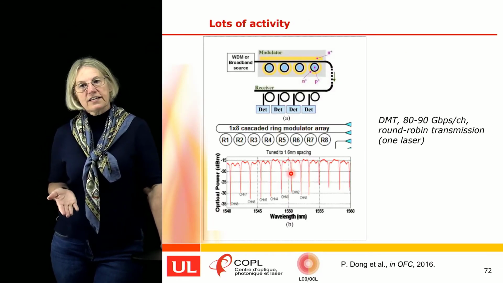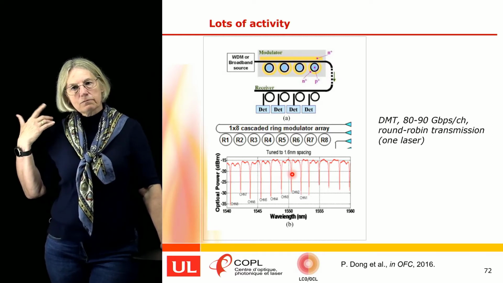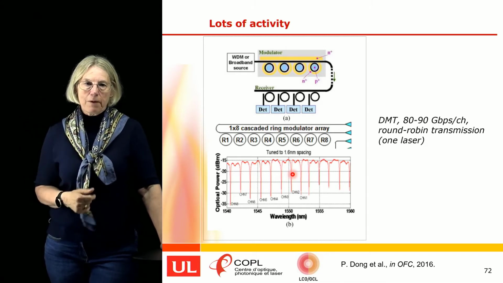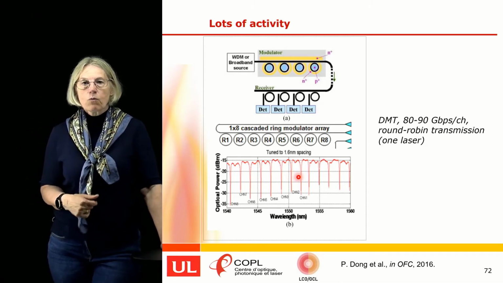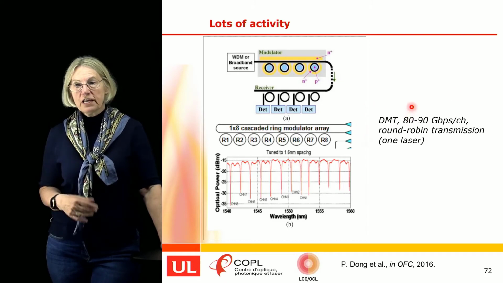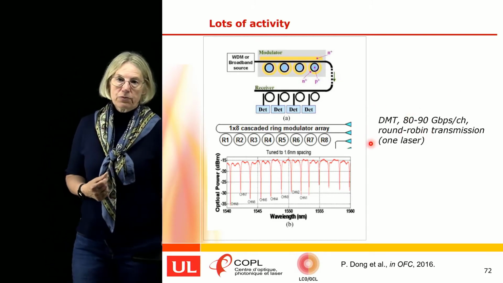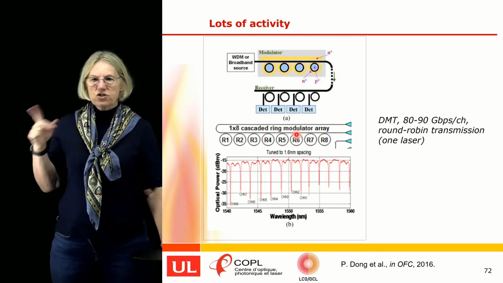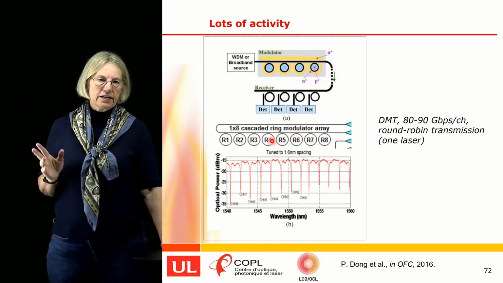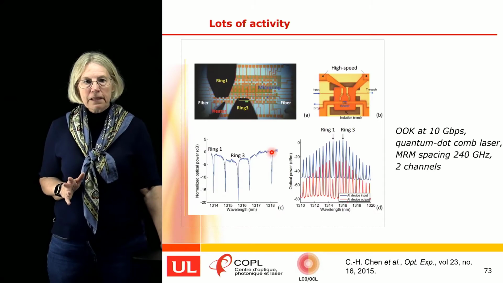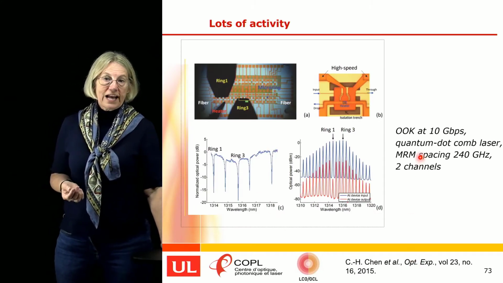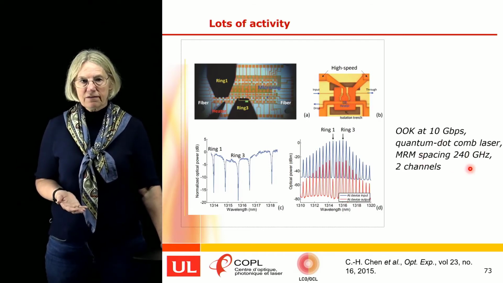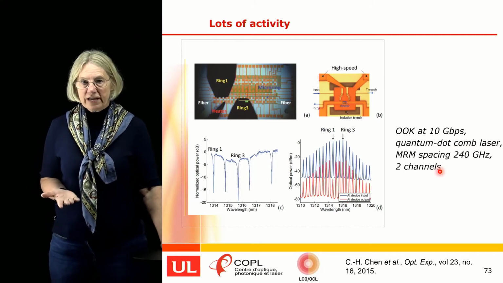There's been a lot of activity looking at how you take a comb source and modulate it with microring modulators. Dong in 2016 was looking at discrete multitone, with high bit rate signals. In that case, I think he used one laser and tuned it differently each time, but the concept was certainly there. And Chen, around the same time, was looking at on-off keying for the same idea, with MRMs spaced at 240 gigahertz, and he did a 2-channel demonstration.